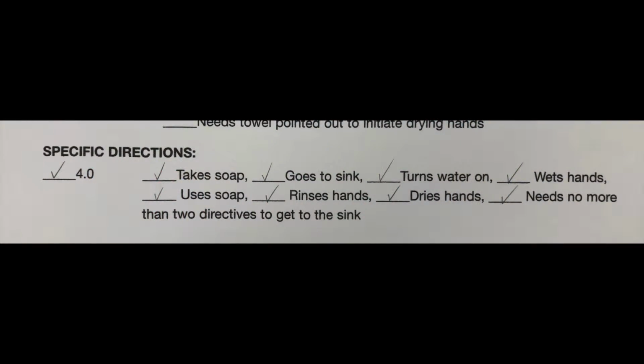We scored CH a 4.0 due to the fact that she was able to take the soap, go to the sink, turn the water on, wet her hands, use the soap, rinse her hands, dry her hands, and needed no more than 2 directives to get to the sink.